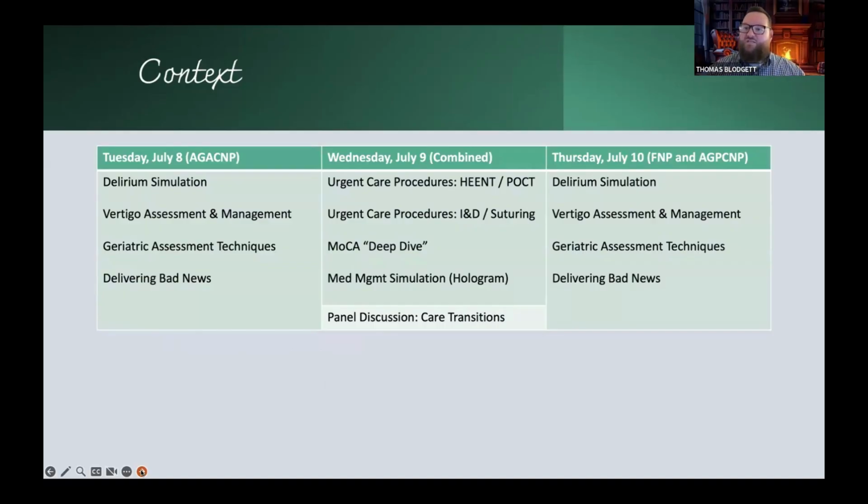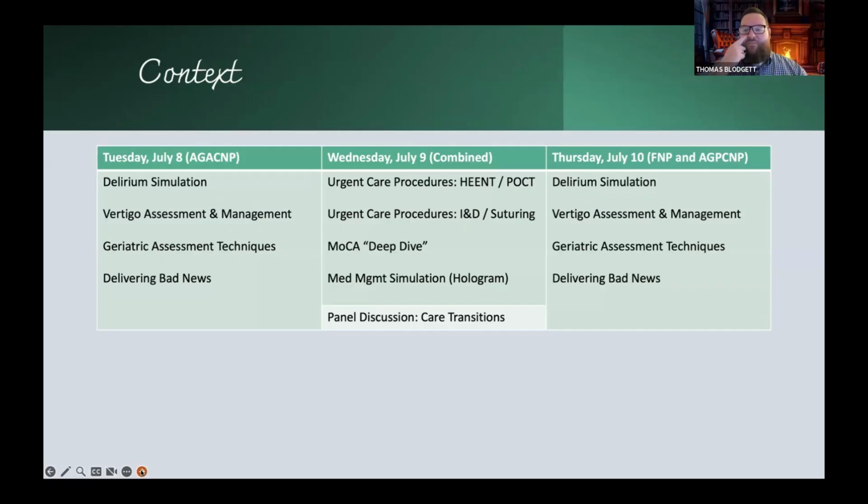But the day that we have them here together, I actually developed an urgent care procedures workshop. So they get to do some fun activities, like everyone loves draining abscesses. So they get to do that. And everybody likes to do cerumen impaction. So we dig raisins out of model ears and things like that. So they get some experience with that. We do a deep dive into how to do the MOCA, not obviously the full course, but we introduce the idea and then point them to the online training program.